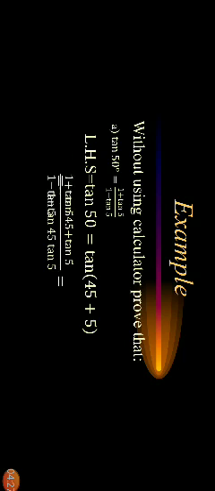Now, example: without using a calculator, prove that. First one, tan 50 equals 1 plus tan 5 over 1 minus tan 5. Left hand side is tan 50, which is the sum of 45 plus 5. So we will apply the rule, which is tan 45 plus tan 5 over 1 minus tan 45 tan 5. And you remember that tan 45 equals 1. So you will get 1 plus tan 5 over 1 minus tan 5, which is the right hand side.